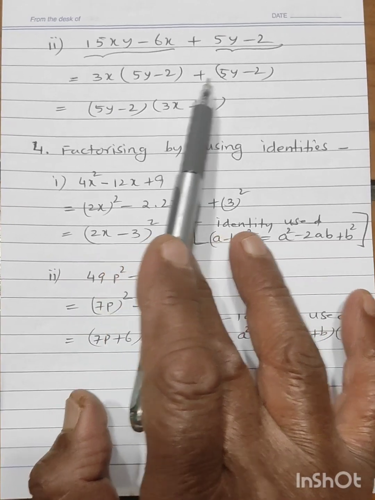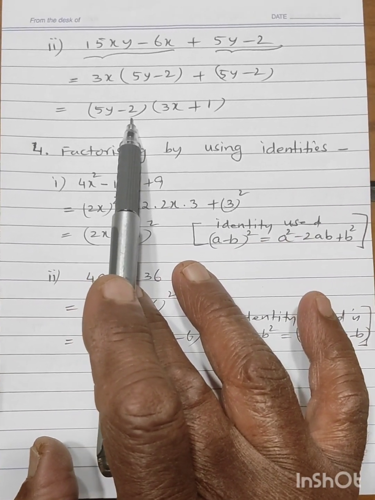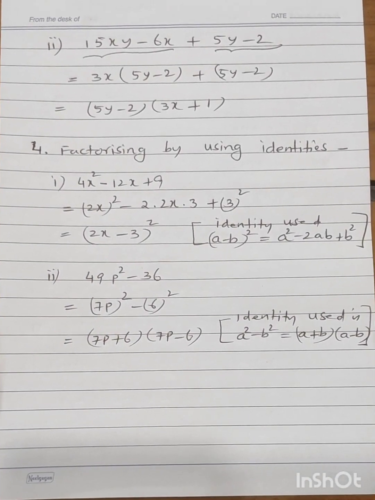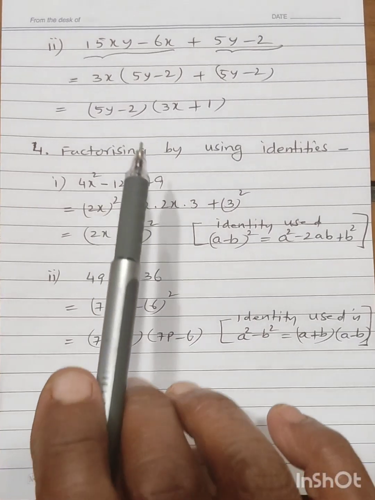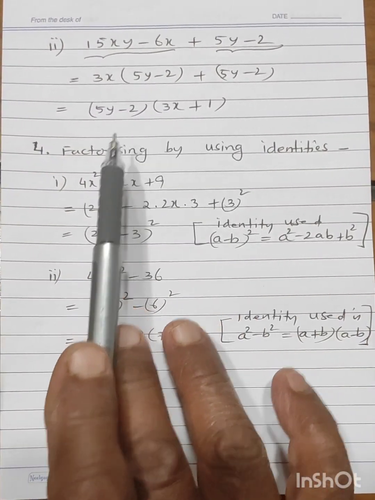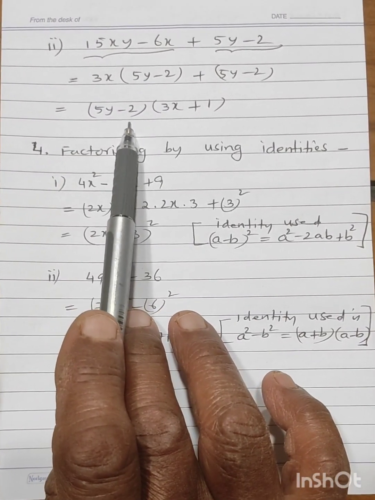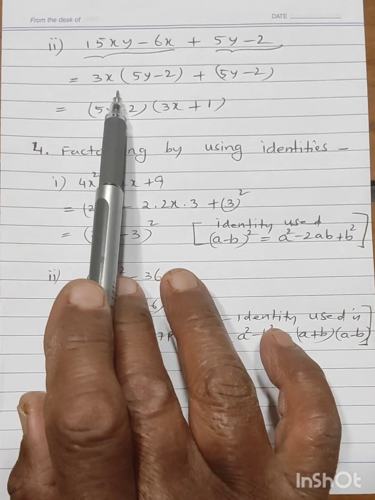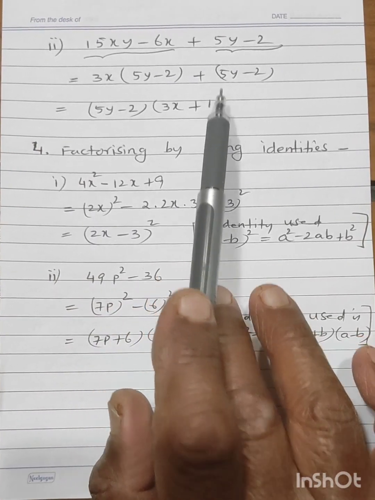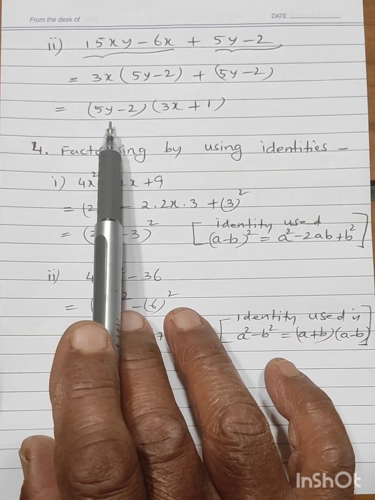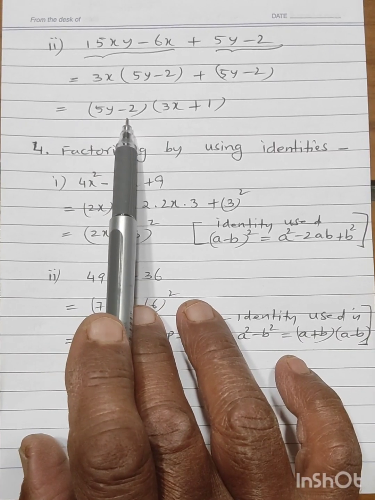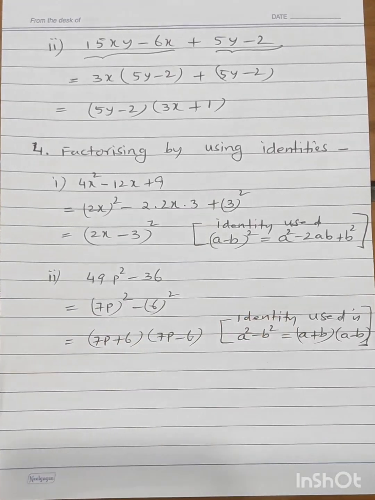Now in these two terms the common factor is 5y minus 2, and the left over here is 3x and left over here is 1. So we have got two factors, 5y minus 2 and 3x plus 1.